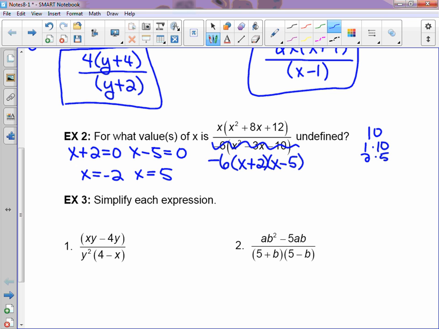So again, go and check yourself. Did I get this wrong? If I put a -2 in there, that makes something 0. It makes the whole denominator 0. If I put a 5 in here, 5 minus 5 is 0. It makes the whole thing 0. So then one more step. X cannot be -2 or 5. And that's all that says. Where is it not? Where is it undefined? What can X not be?